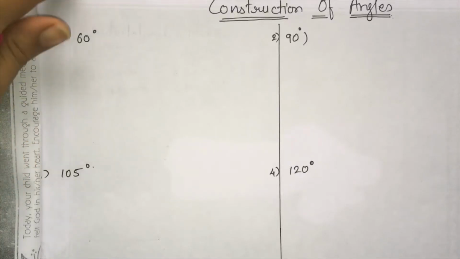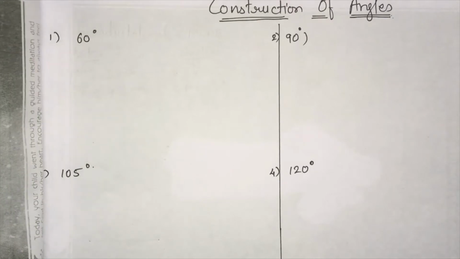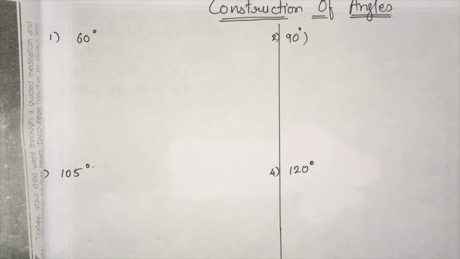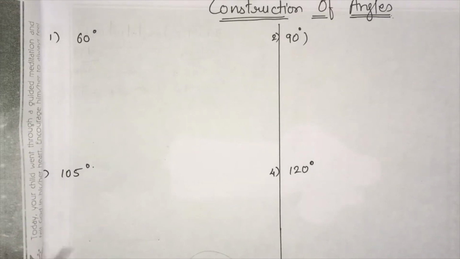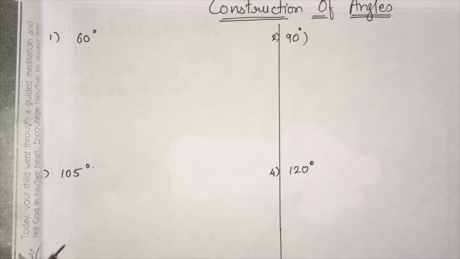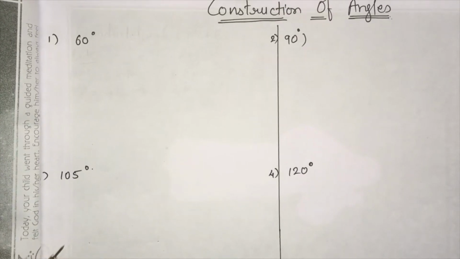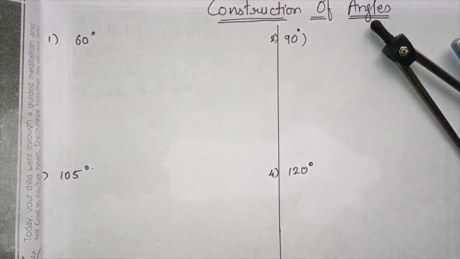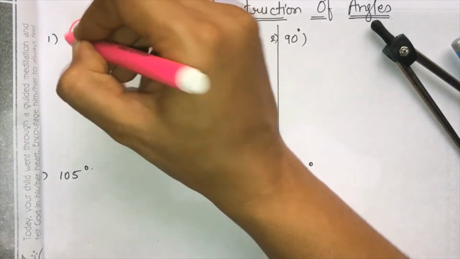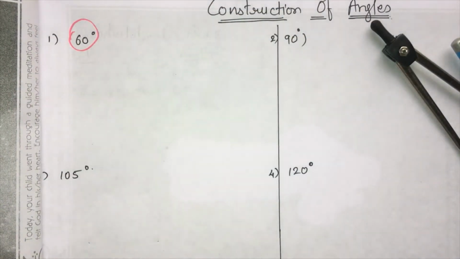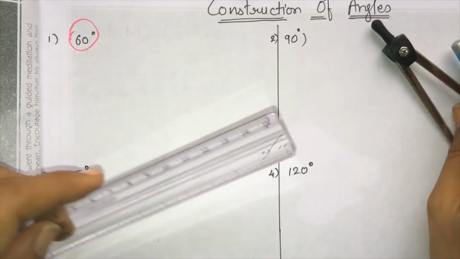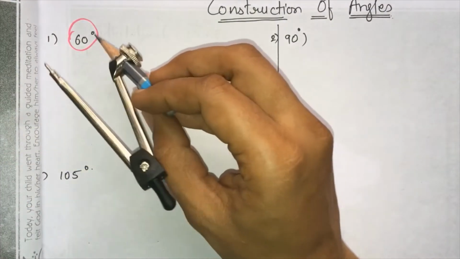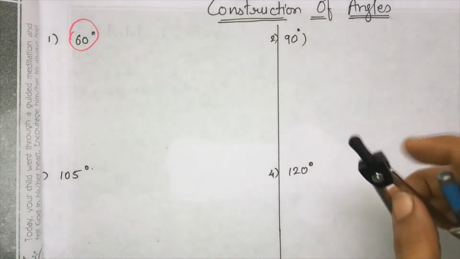The construction of different angles without using a protractor. So I will show you how we can construct different angles without using a protractor. For that, first we will start with 60 degree, which is the easiest one and the basic one. For any angle you want to construct, you have to first go for 60 degree angle.